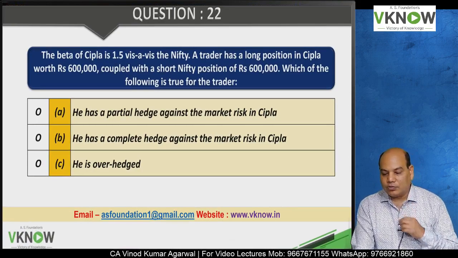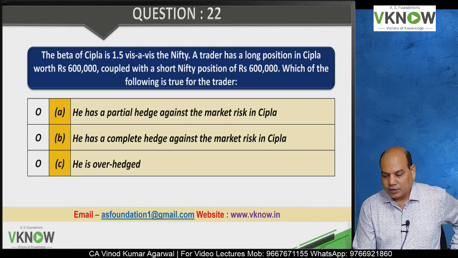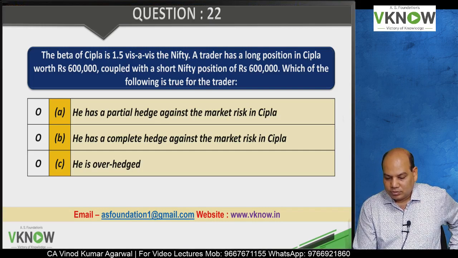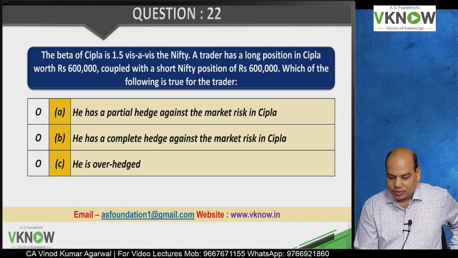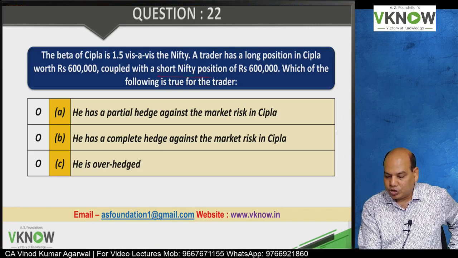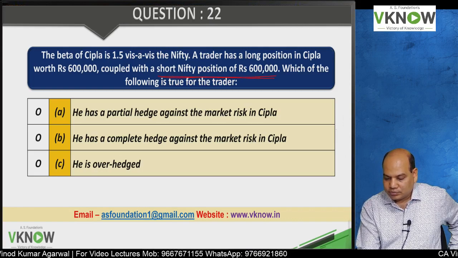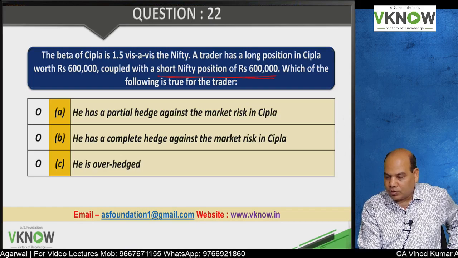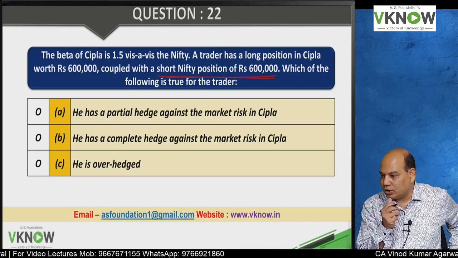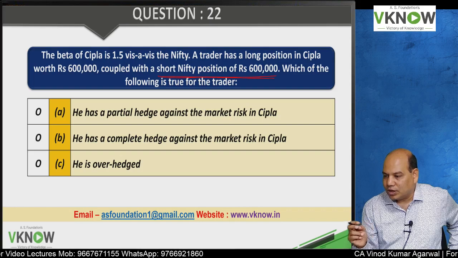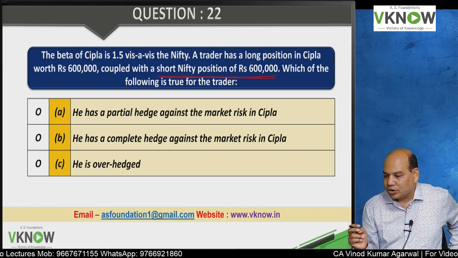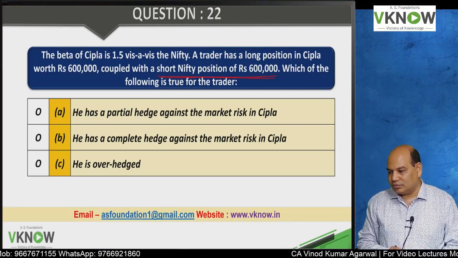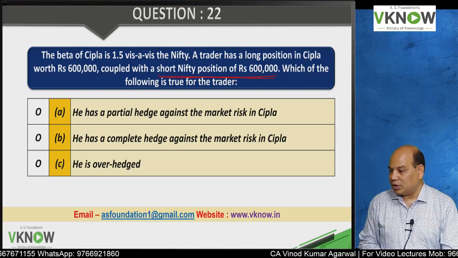The beta of Cipla is 1.5 vis-a-vis Nifty. A trader has a long position in Cipla worth rupees 6 lakh coupled with a short Nifty position of 6 lakh. Which of the following is true? He has a partial hedge against market risk in Cipla. He has a complete hedge against the market risk in Cipla. He is over hedged. Please reply.